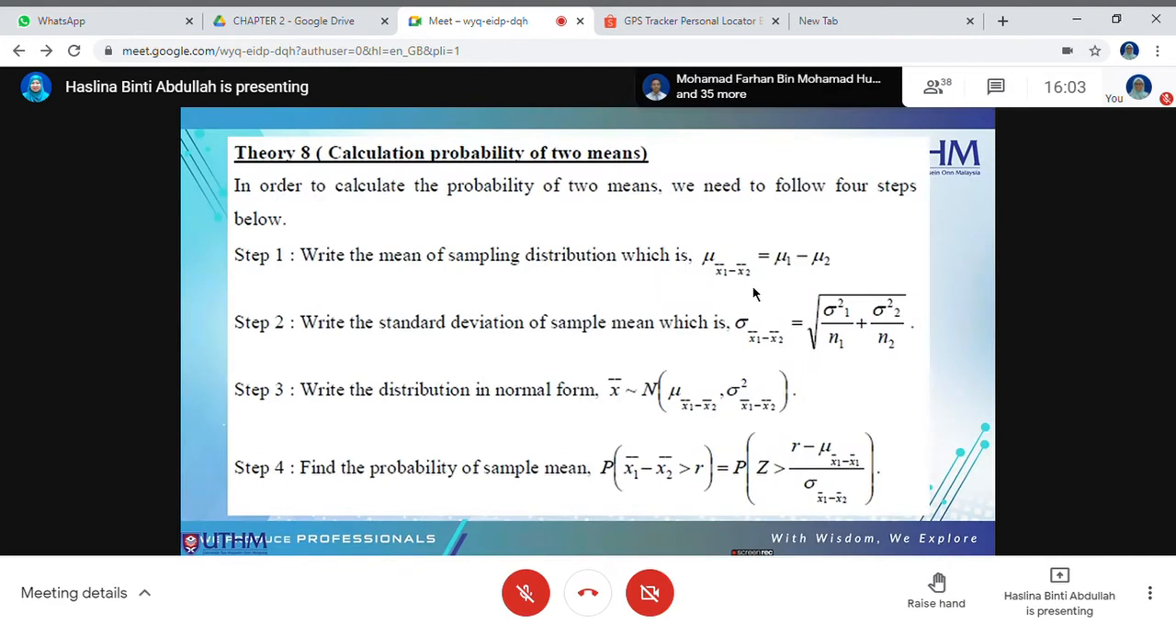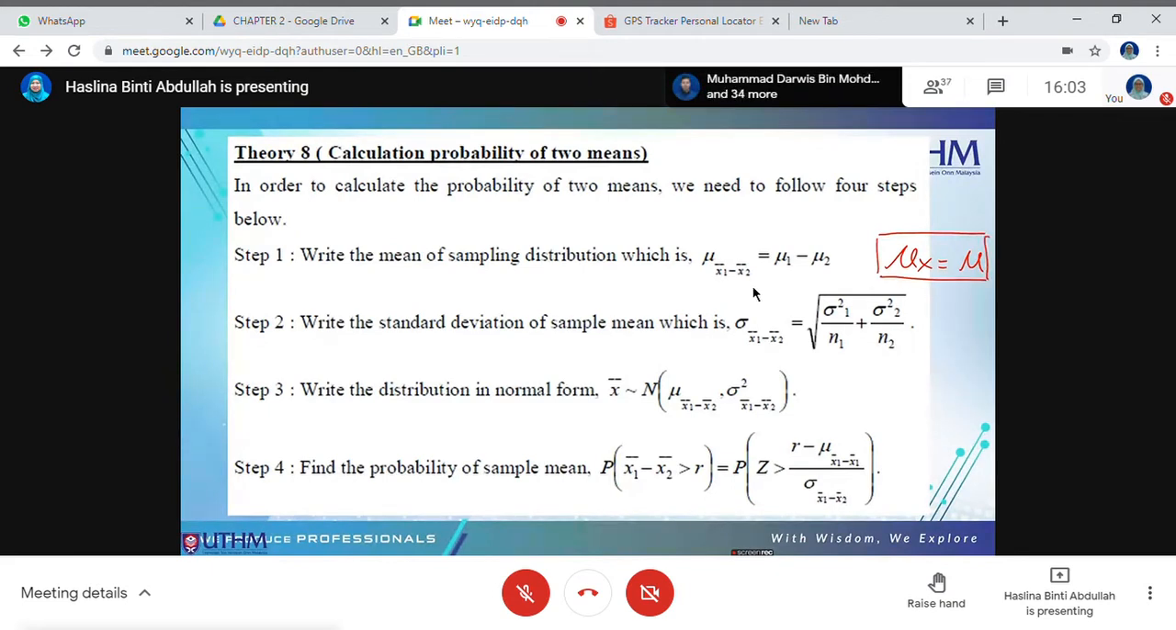The steps for calculating probability for two means are quite similar to the previous steps. We have 4 steps, the same as the previous topic. Start with step 1. If you still remember, in subtopic 2.3, we also need to write the mean of the sampling distribution. But for a single sample, we just write mu x is equal to mu. Still remember that's the first step for a single sample, single mean.